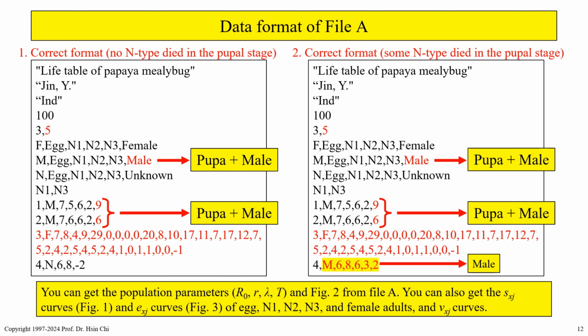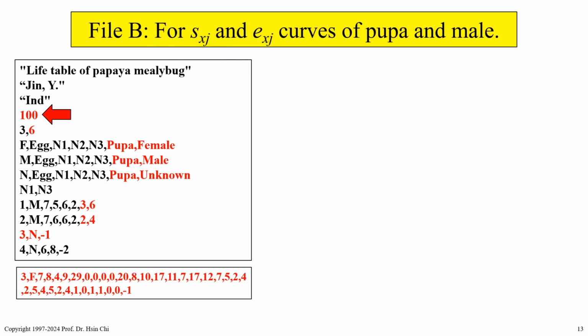This change will not affect the N3 curve, but the SXJ and EXJ curves of pupa and male adults cannot be distinguished. You can get the population parameters as r, R0, lambda, T, and Fig2 from file A. You can also get the SXJ curves Fig1 and EXJ curves Fig3 of egg, N1, N2, N3, and female adults, and VXJ curves. We then prepare a new file B for the SXJ and EXJ curves of pupa and male.